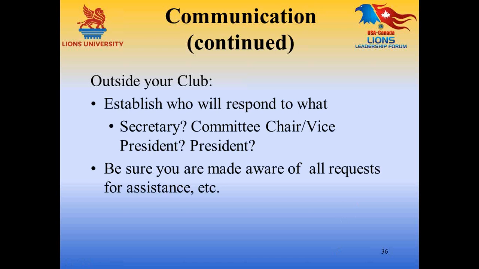The one thing I think you need to think about with regard to communication outside your club is to establish a protocol as to who is going to be responsible for responding to inquiries, communications, etc. So it could be the secretary, committee chair, the vice president, president. The important thing is that somebody takes responsibility for this. And you need to be aware of all of the issues. Whatever comes in, you need to be in the loop as well, because if someone has communicated with the club and hasn't got an answer back, you're usually the one that's listed as the contact person, I have found in my experience. So you get the call, so you really need to know what it's all about.